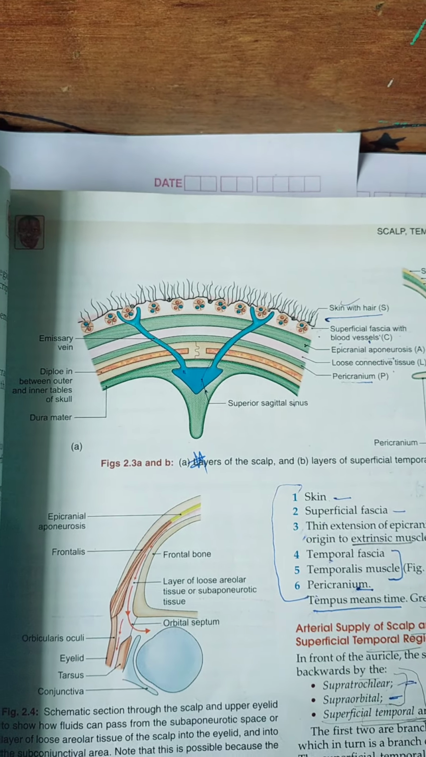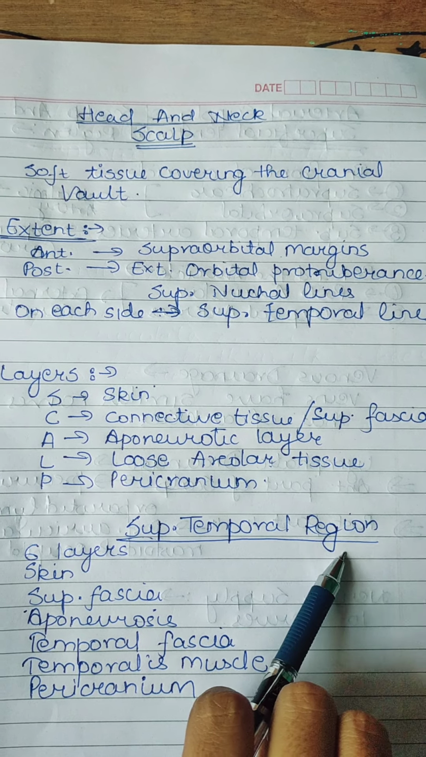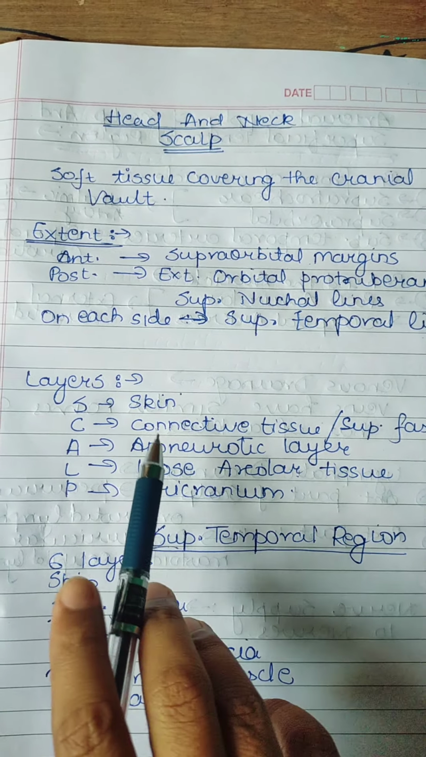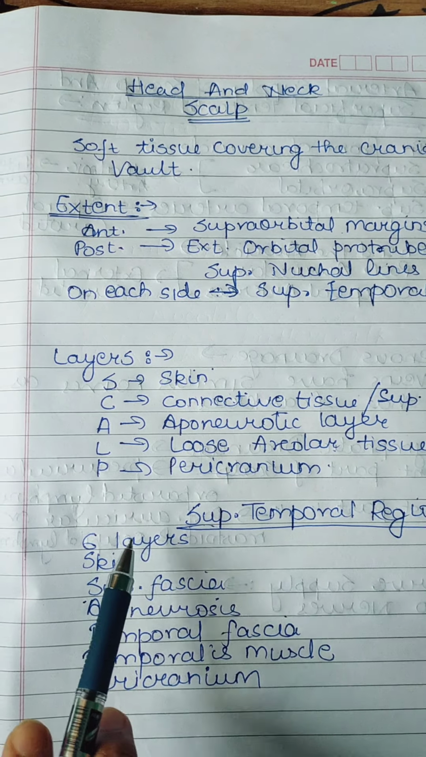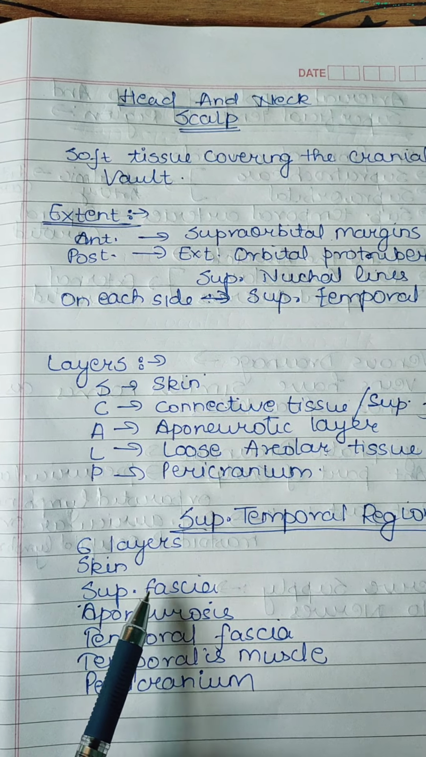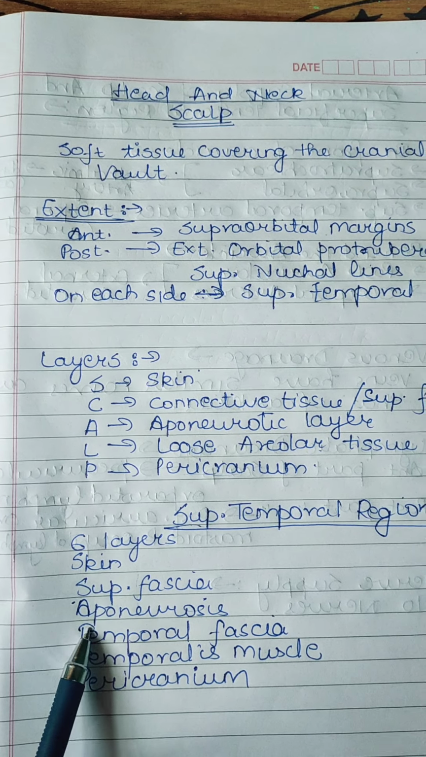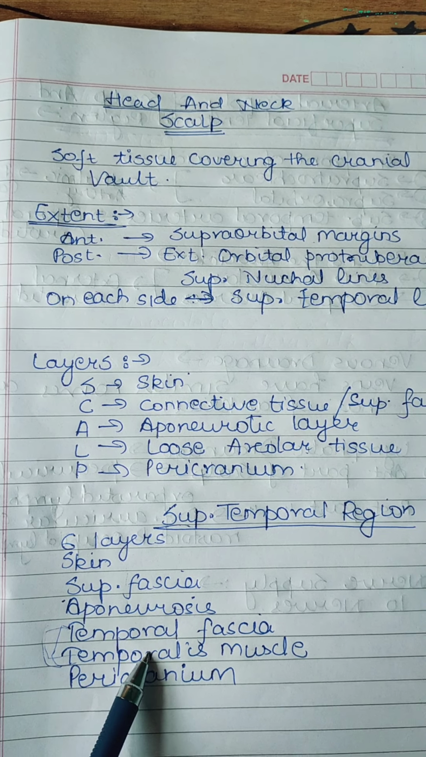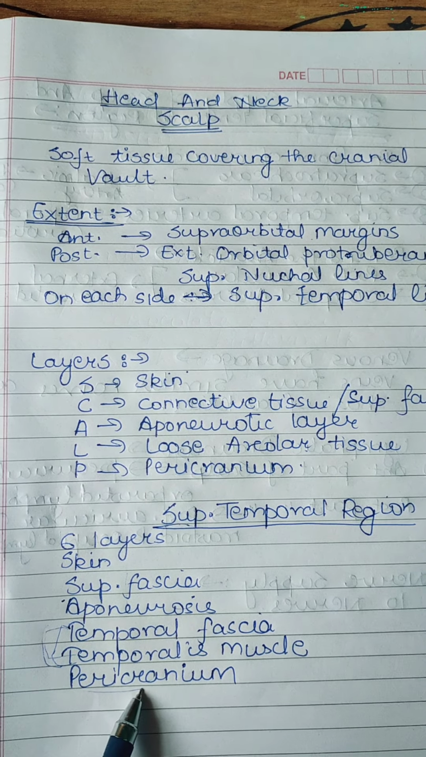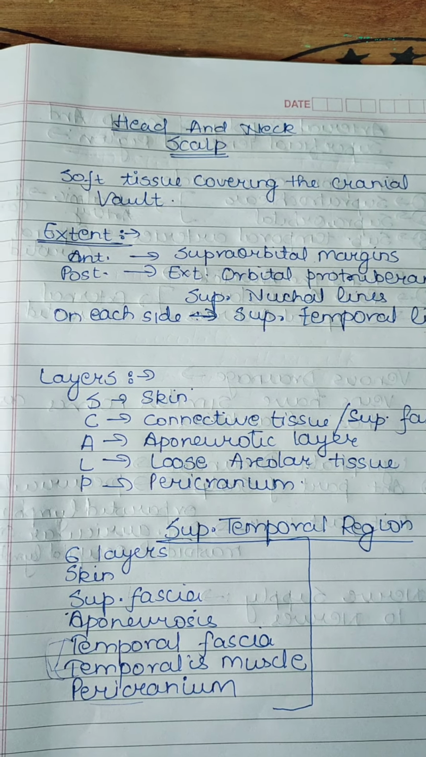Okay. So next is superficial temporal region. It has 6 layers, okay, same as that of scalp, just a little bit different. Okay, it has 6 layers: skin, superficial fascia, aponeurosis. These are the same layers as that of scalp. Okay, next layer is temporal fascia. Next is temporalis muscle. Okay, and then pericranium. So here are the layers of the superficial temporal region.